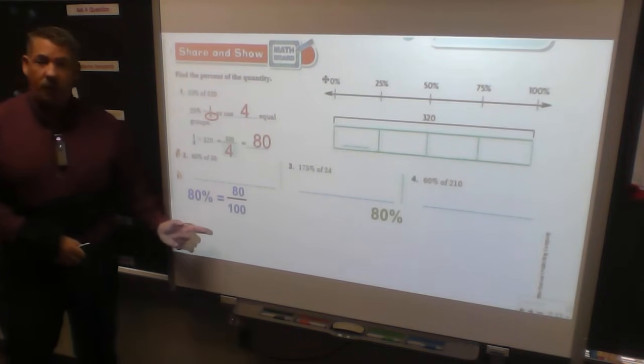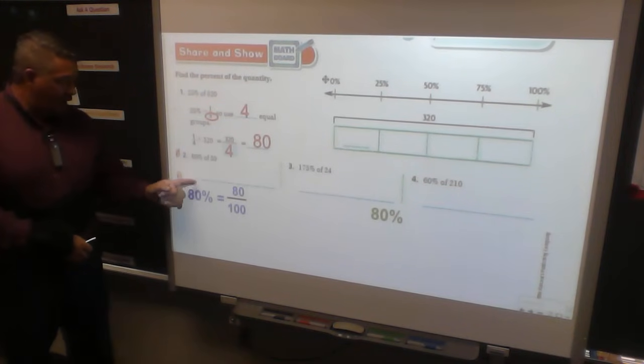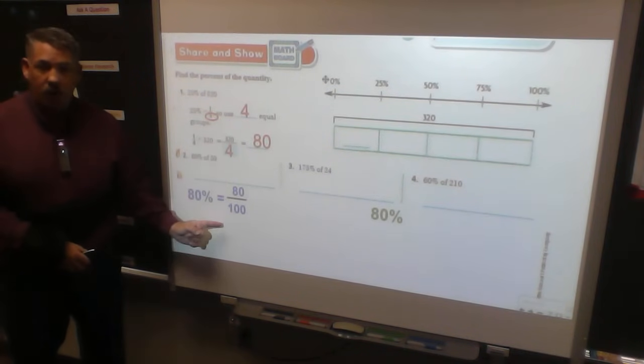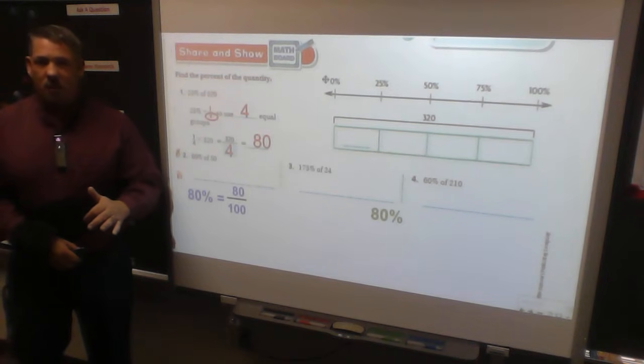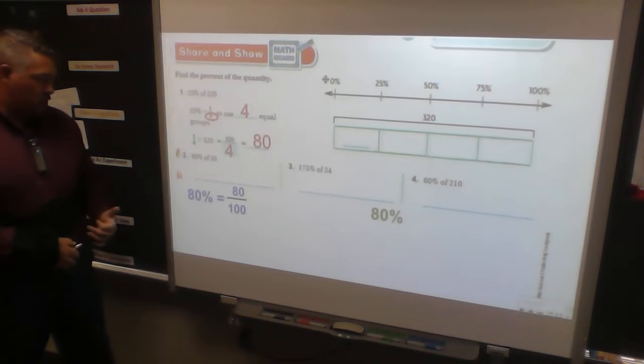I'm going to start with a fraction, so now I'm going to take my 80 and put it over 100, and I don't like working with big numbers unless I have to, so I personally am going to choose to reduce it.